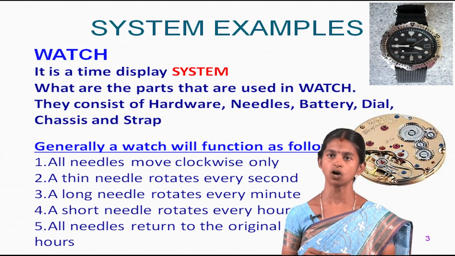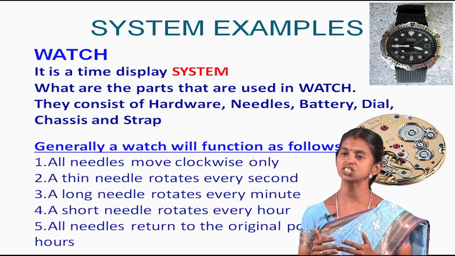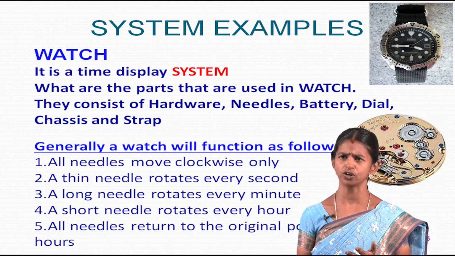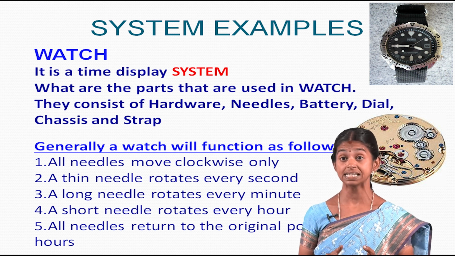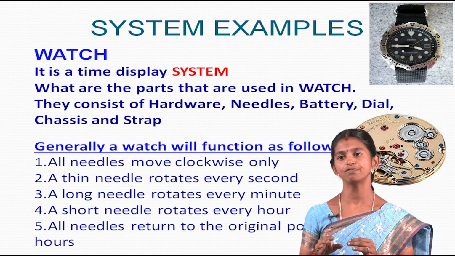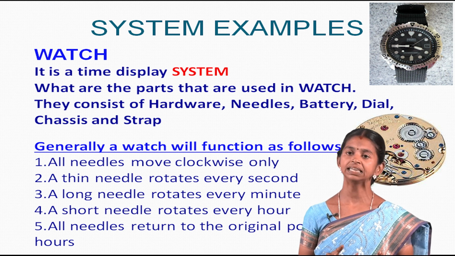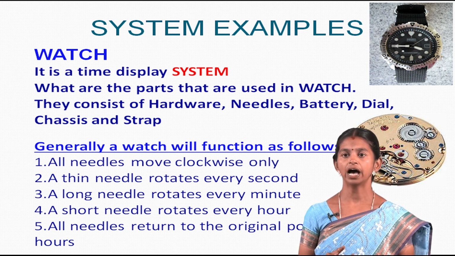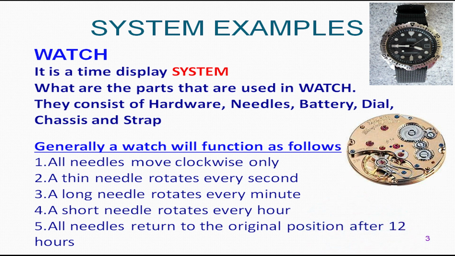Examples of systems are watch. It is a time display system. What are the parts that are generally used in a watch? They consist of hardware: needles, battery, dial, chassis and strap. Generally a watch will function as follows. All the needles move clockwise only. A thin needle rotates every second. A long needle rotates every minute. A short needle rotates every hour. All needles return to the original position after 12 hours.